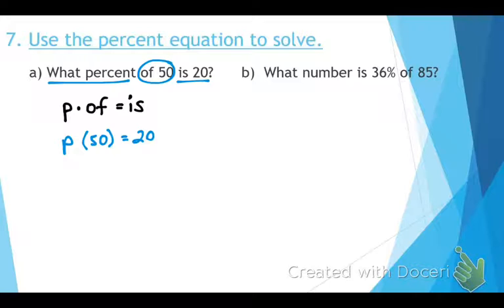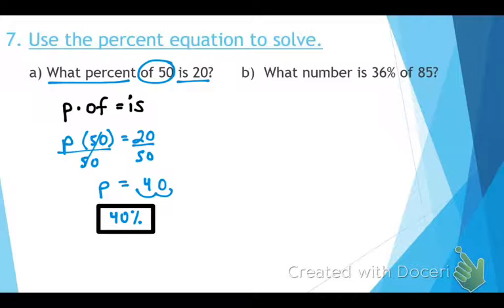How do I get P by itself? Divide 50. Okay, we're going to divide by 50 on both sides. This cancels out. What's 20 divided by 50, class? 0.4. Okay, 0.4. How do I turn that into a percent? Move the decimal over to the right twice. And what's your answer? 40%.